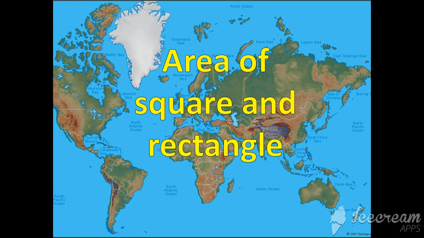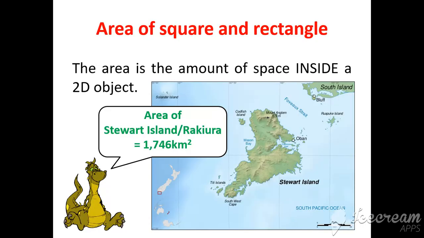We're going to turn our attention for a few videos into this idea of area. And in the first video, we're going to look at area of a square and rectangle. Now we know the area is the amount of space that is inside a two-dimensional object. So we've just done perimeter, which is the distance around the outside. Now we're looking at how much space is inside the object.